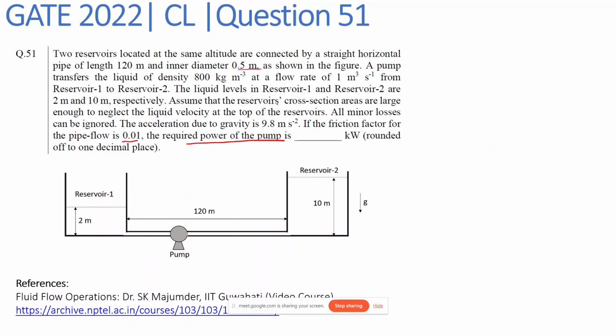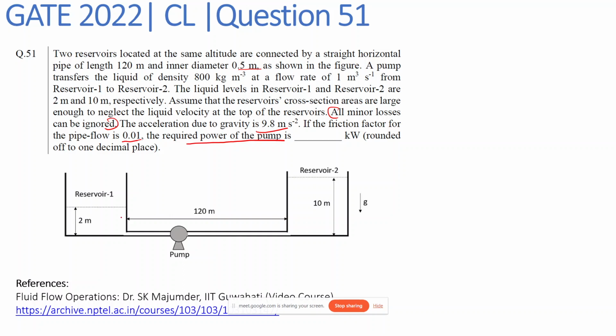Assume that the reservoir's cross-section areas are large enough to neglect the liquid velocity at the top of the reservoirs. All minor losses can be ignored. The acceleration due to gravity is 9.8 meter per second square. If the friction factor for the pipe flow is 0.001, the required power of the pump is dash.